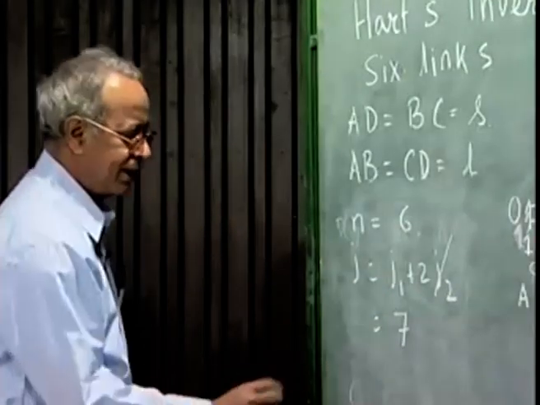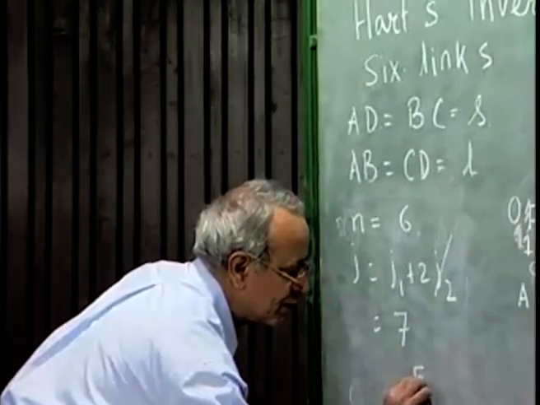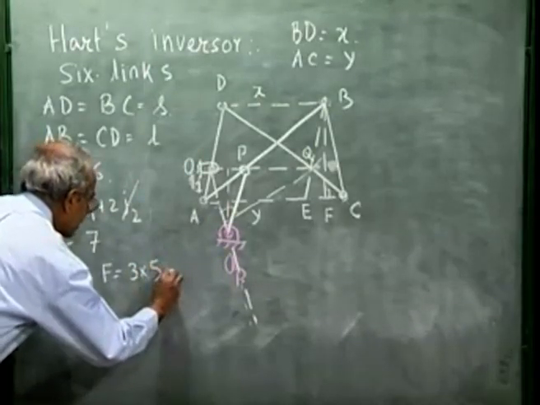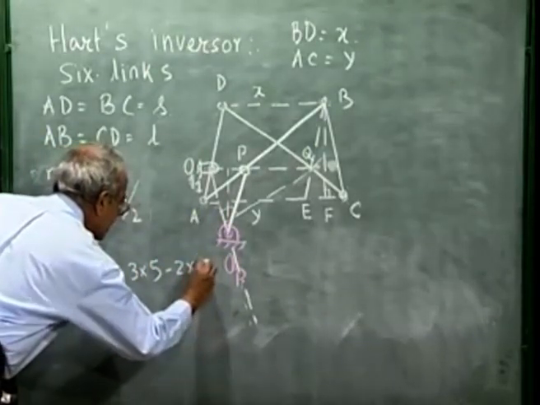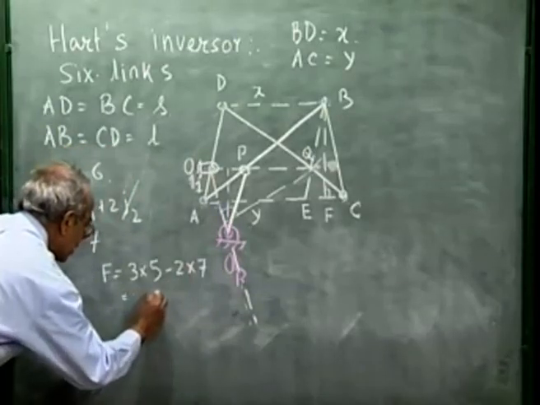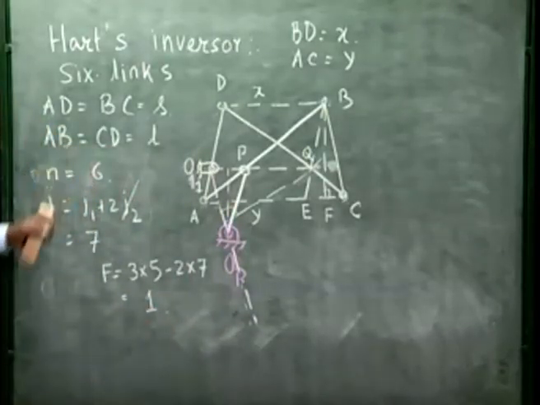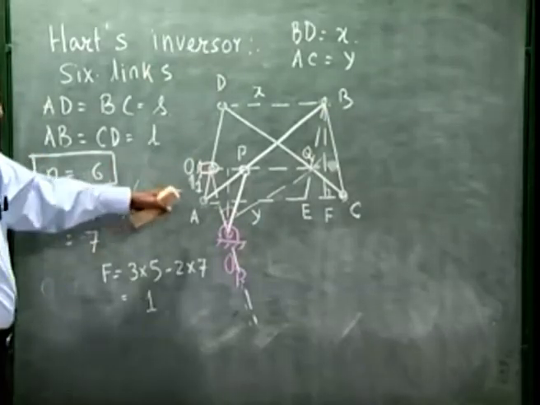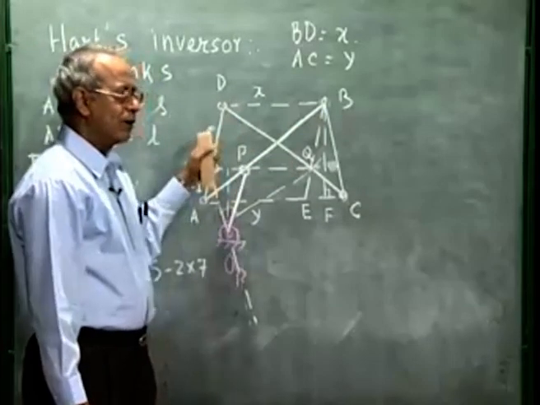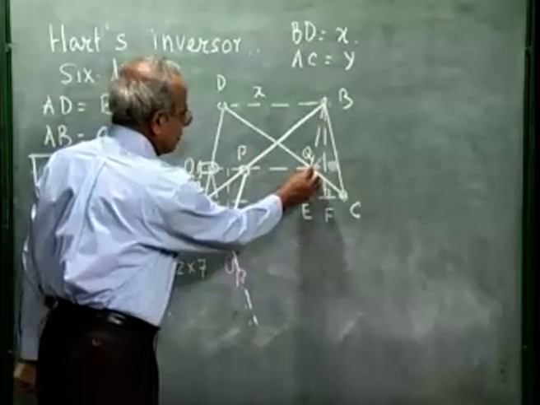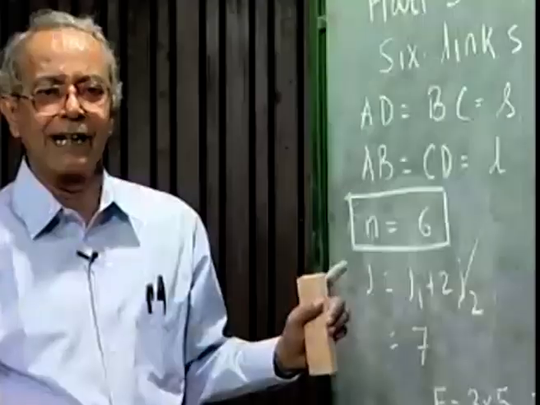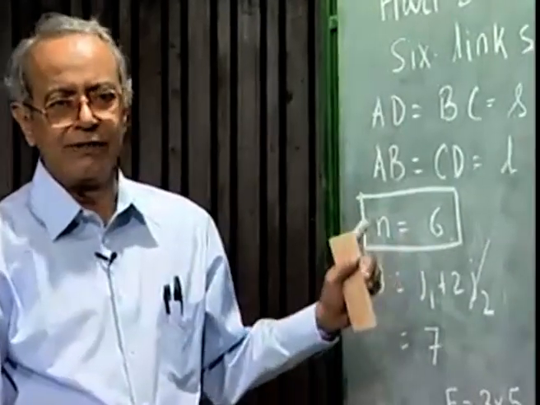So J is 7. So the degree of freedom of this is 3 into (n minus 1) minus 2 into J, which is 1. So again we get a 6-link single degree of freedom mechanism consisting of only R pairs, and when this linkage moves, this particular point Q on this link CD will generate an exact straight line. This is called the Hart inversor.